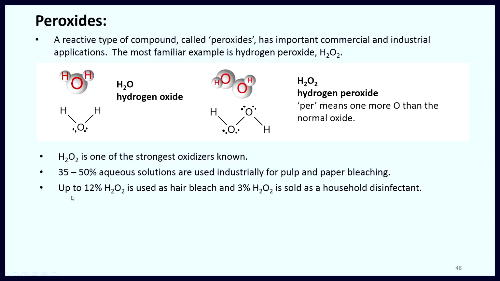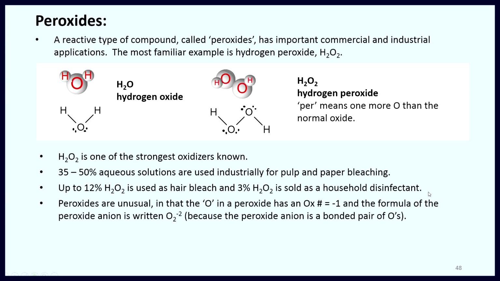Peroxide solutions up to 12% in water are used to bleach hair, usually along with some ammonium hydroxide. And 3% aqueous solution is sold in the pharmacy as a household disinfectant for cuts. So we see them around.